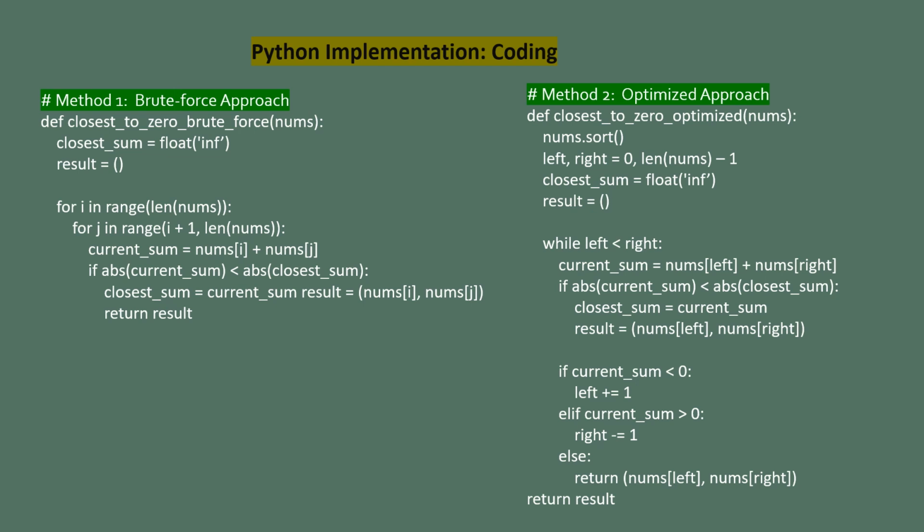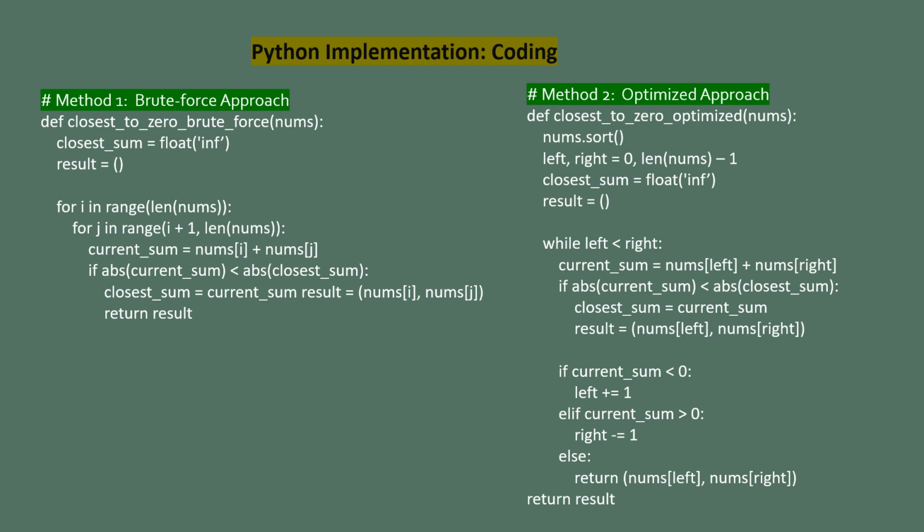Nested loops. Use nested loops to iterate through each pair of elements in the input list. The outer loop iterates over the indices of the elements and the inner loop iterates over the subsequent elements. Calculating sum. Calculate the sum of the current pair of elements using their indices obtained from the loops. Store the absolute value of the sum in the current sum variable.